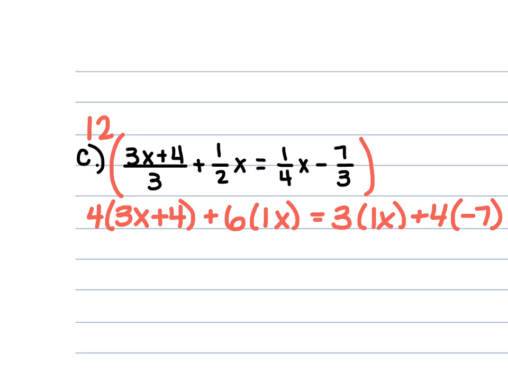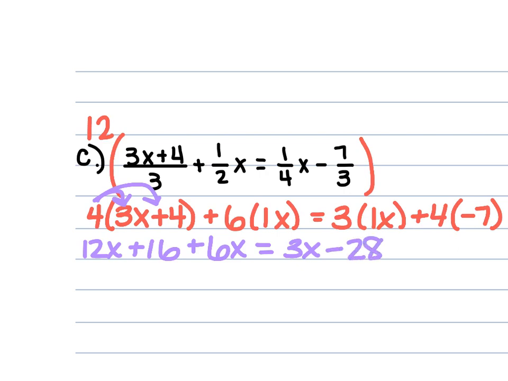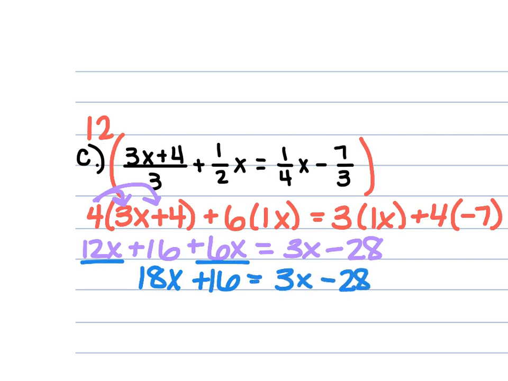From here, multiply out or distribute. The 4 times 3x is 12x. The 4 times 4 is 16. 6 times 1x is 6x. Drop down the equal sign. 3 times x is 3x. And 4 times negative 7 is negative 28. From here, if you can combine like terms, combine them. The 12x plus 6x, you can combine to get 18x plus 16 is equal to 3x minus 28.